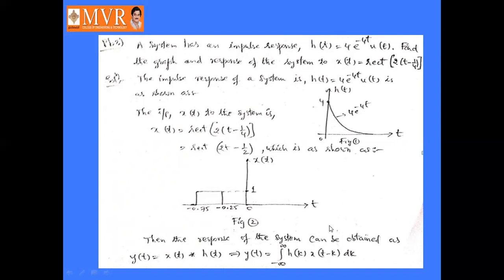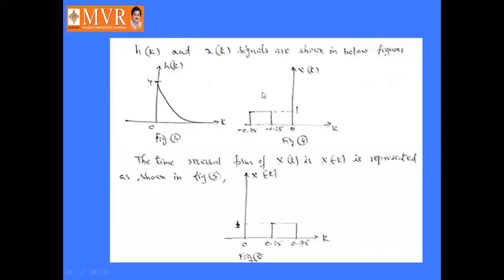Then the response of the system can be obtained as y of t equal to x of t convolved with h of t. That is y of t is equal to integral minus infinity to infinity h of k into x of t minus k dk. This is the mathematical formula of the convolution, right? Then h of k and x of k signals are shown in the below figures. See, this is h of k signal and x of k is this one, figure 3 and figure 4.